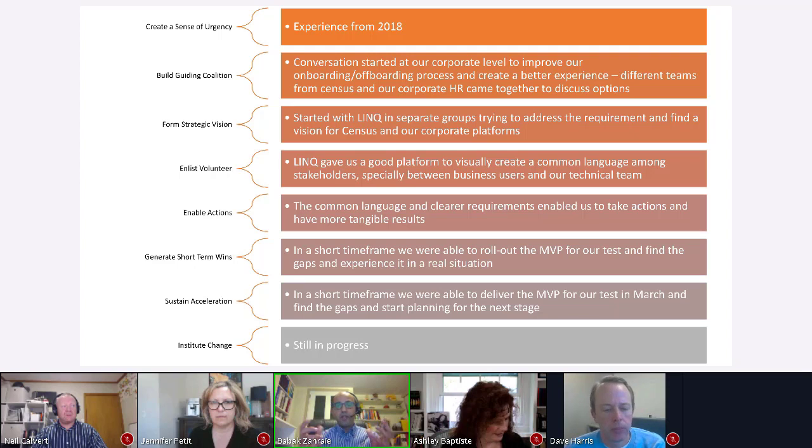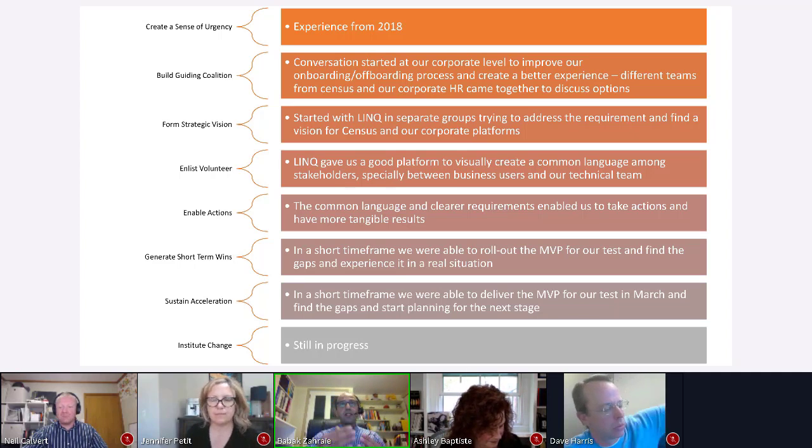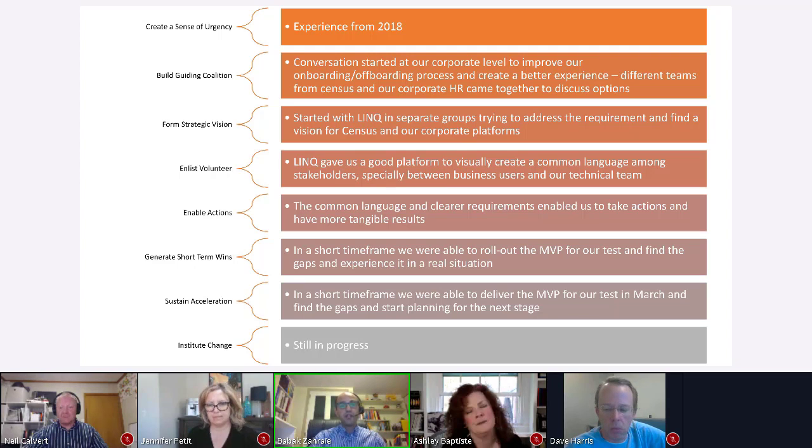All of the above enabled us to have a quick win for the test, so we could deliver a successful MVP for our test in a short time frame, and that enabled us to test the solution in real-time action, find the gaps and plan for the next stage going forward, and build on what we already have in place, and hopefully we can have a successful result for the next stages of the development. We are continuing to work with LINQ for our further stage.